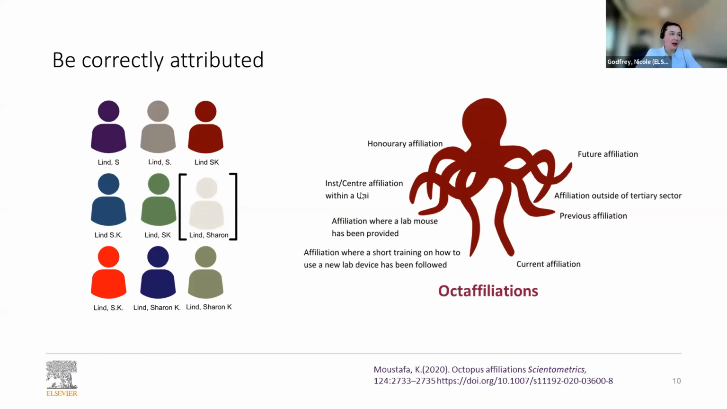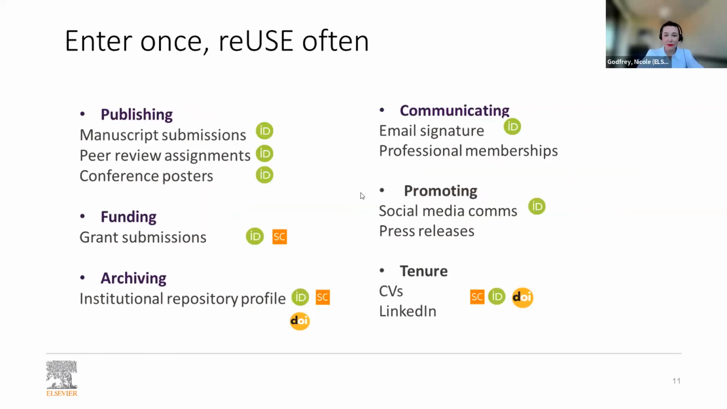please. Okay, I love this principle. Enter once, reuse often. So once again, really embedding that consistency. So this means once you've created and populated your ORCID ID, for example, and managed your Scopus profile, you can enable connections between the two systems. So information exchange is automated.